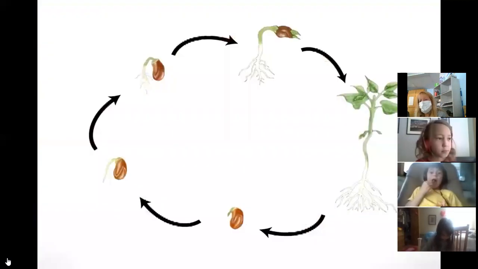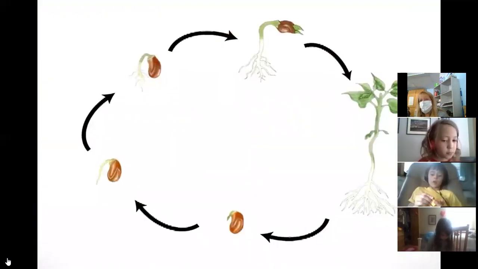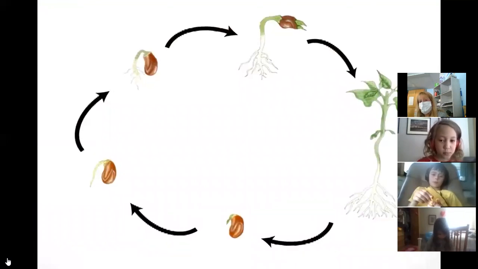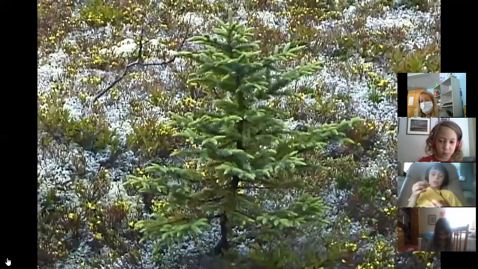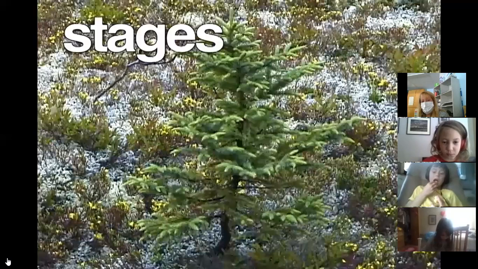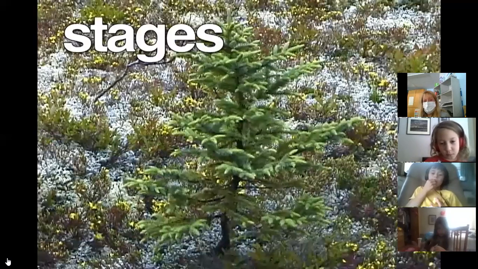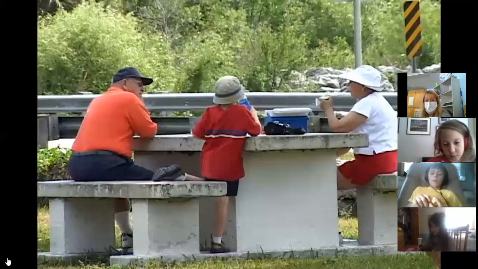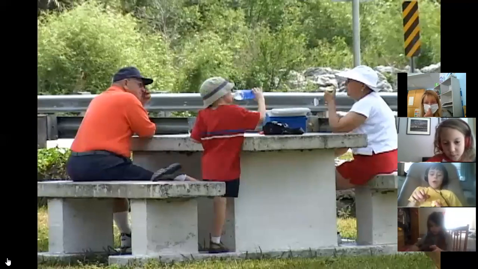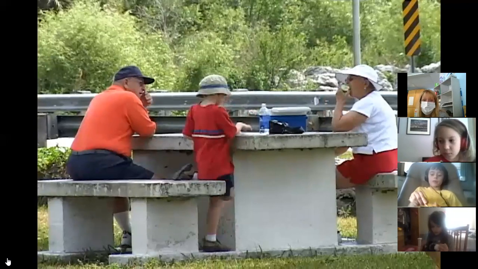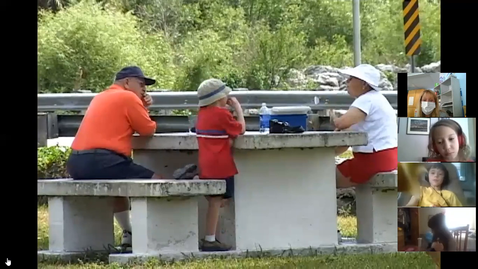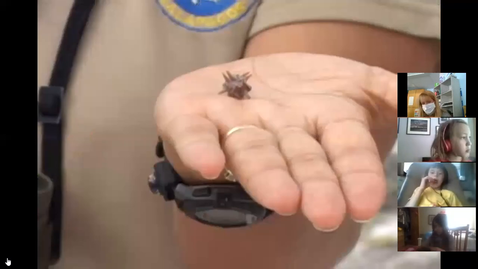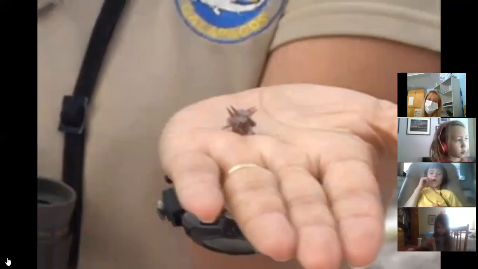Sometimes life cycles are represented by circular diagrams, like this one. The different phases in a life cycle are called stages. Even though all living things are not the same, most have similar life cycle stages. Let's now take a look at the beginning life cycle stage of a plant.